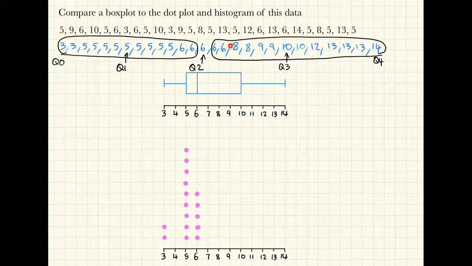How many 7s? No 7s. It went straight to 8. And there are 2 8s. How many 9s? There are 2 9s. There are 2 10s. 1 12. 3 13s. And 1 14. That there is a dot plot. Nothing else. So let's go ahead and just shift our dot plot up a little bit for an easier comparison.